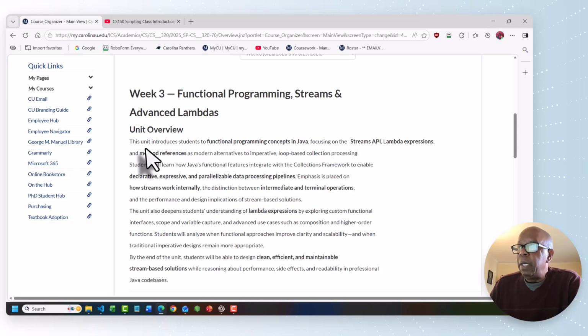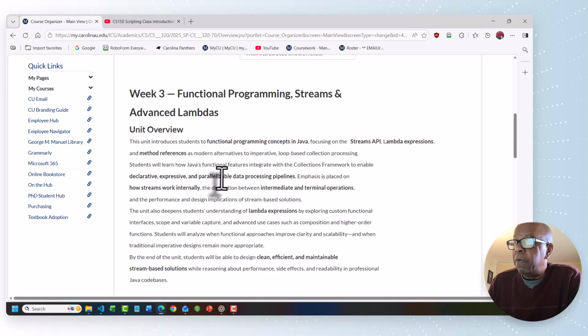In week 3, the unit is going to introduce you to functional programming concepts in Java, and kind of introduce you to the Streams API, lambda expressions, and method references. And again, don't get bent out of shape right now with terminology, like, oh, I don't know what a lambda expression is. All of that's going to be coming as we go through the various weeks. By the end of week 3, you're going to become an expert on that.